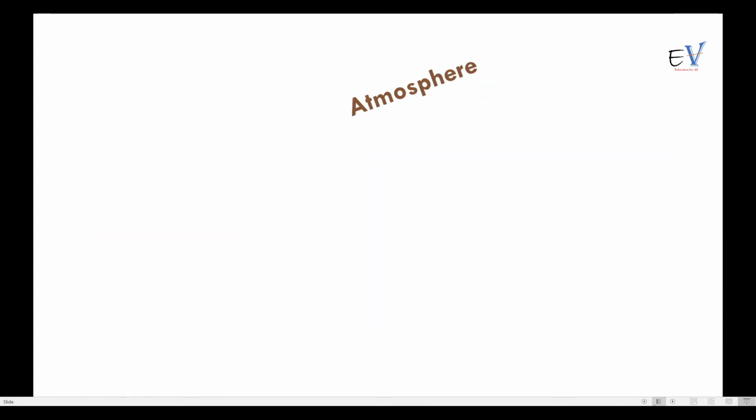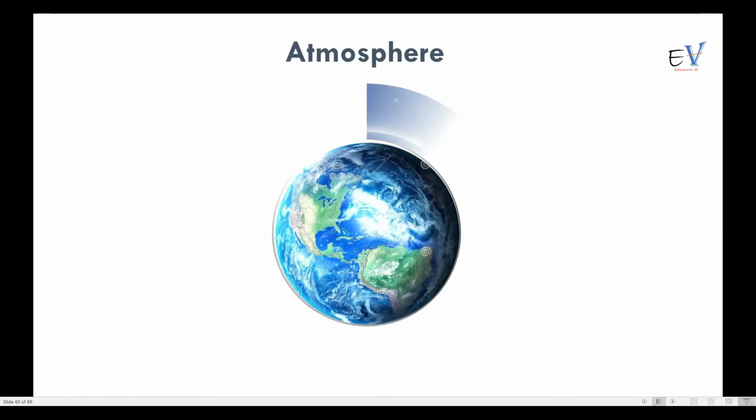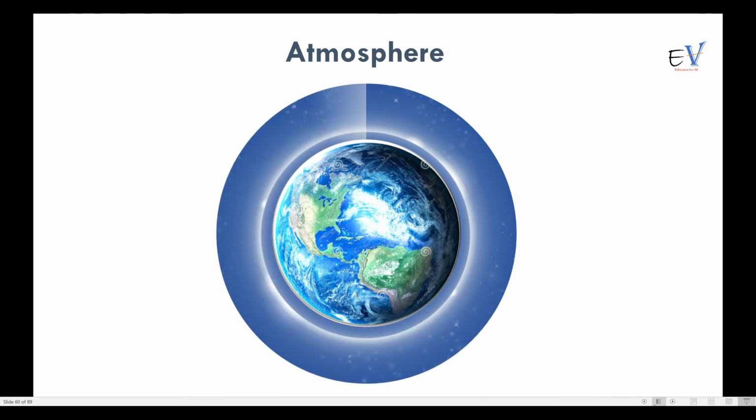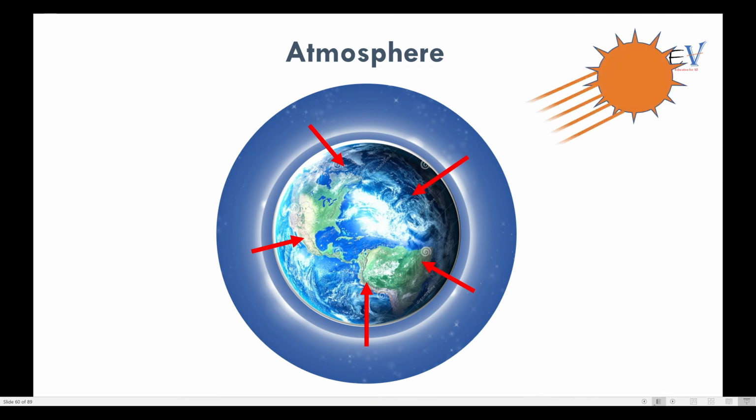Now let us look at the third component, that is atmosphere. The atmosphere is a thin layer of air that surrounds the earth. It comprises of various gases, dust and water vapor. The gravitational force of earth holds the atmosphere around it. Our atmosphere also protects us from harmful rays and scorching heat of the sun. The changes in atmosphere produce change in weather and climate.